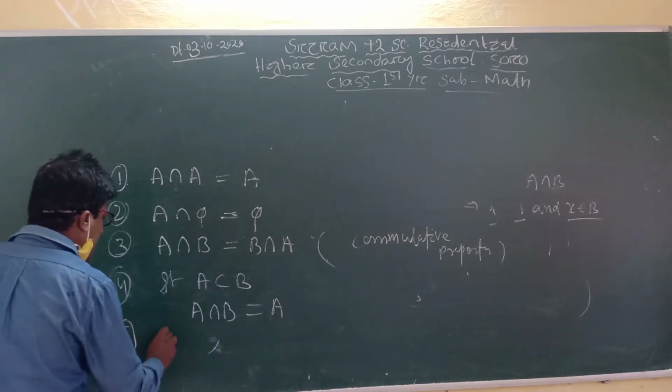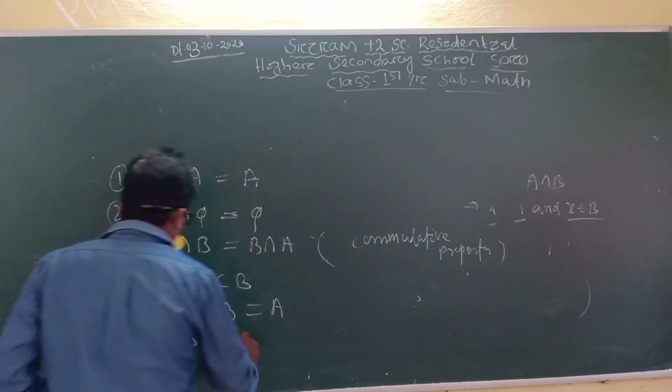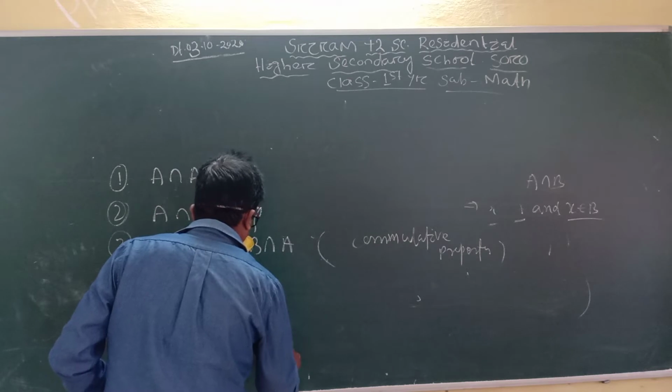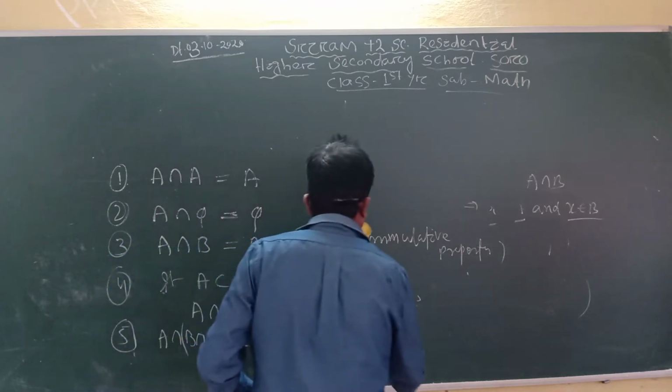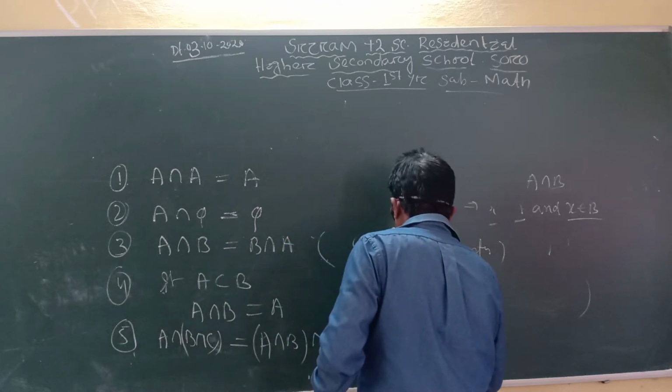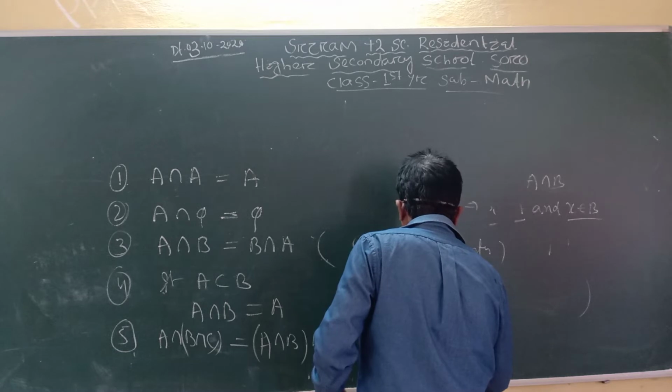A intersection of B intersection C, the associative property, is also qualified. Associative property is also satisfied.